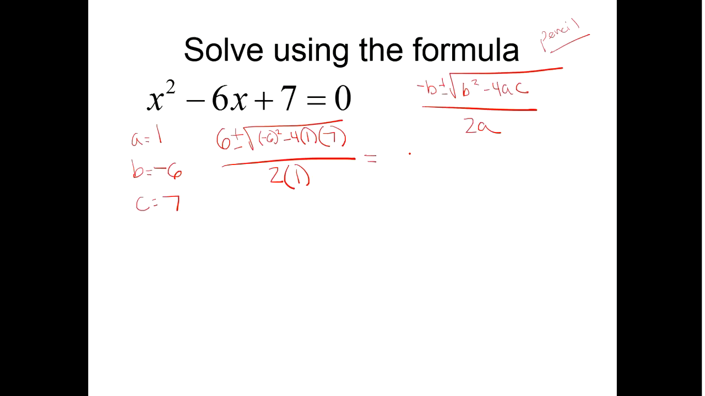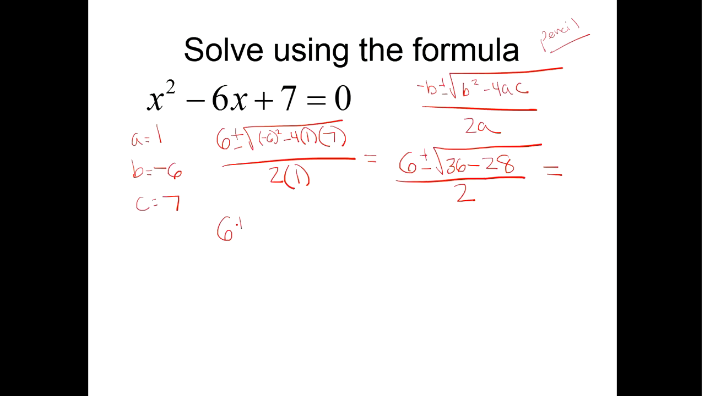Now let's simplify under that square root. So I got 6 plus or minus the square root of -6 squared. Now guys, notice how I put the -6 in parentheses. Please do that on your calculator as well. So that way at least you'll get a 36. And then it'll be -4 times 1 times 7. That's -28. So it's actually going to be 36 minus 28. And then 2 times 1, which is just 2.